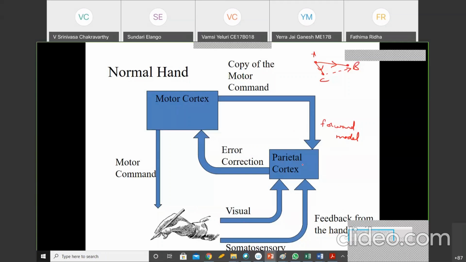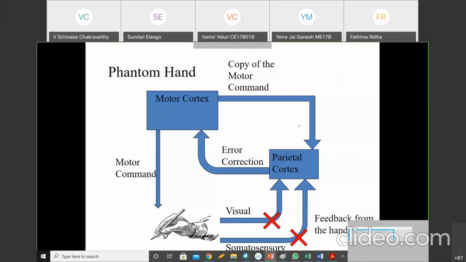So you know the predicted position of the arm from this forward model, and you know the actual position of the arm from the sensory feedback. The parietal cortex compares these two and finds the error between them, because there can be an error. That error signal is sent back to the motor cortex. Motor cortex then takes a corrective measure and sends a further correction to the motor command to adjust the position of the hand so that it goes to point B instead of point C. So this loop is very important for this kind of error correction.